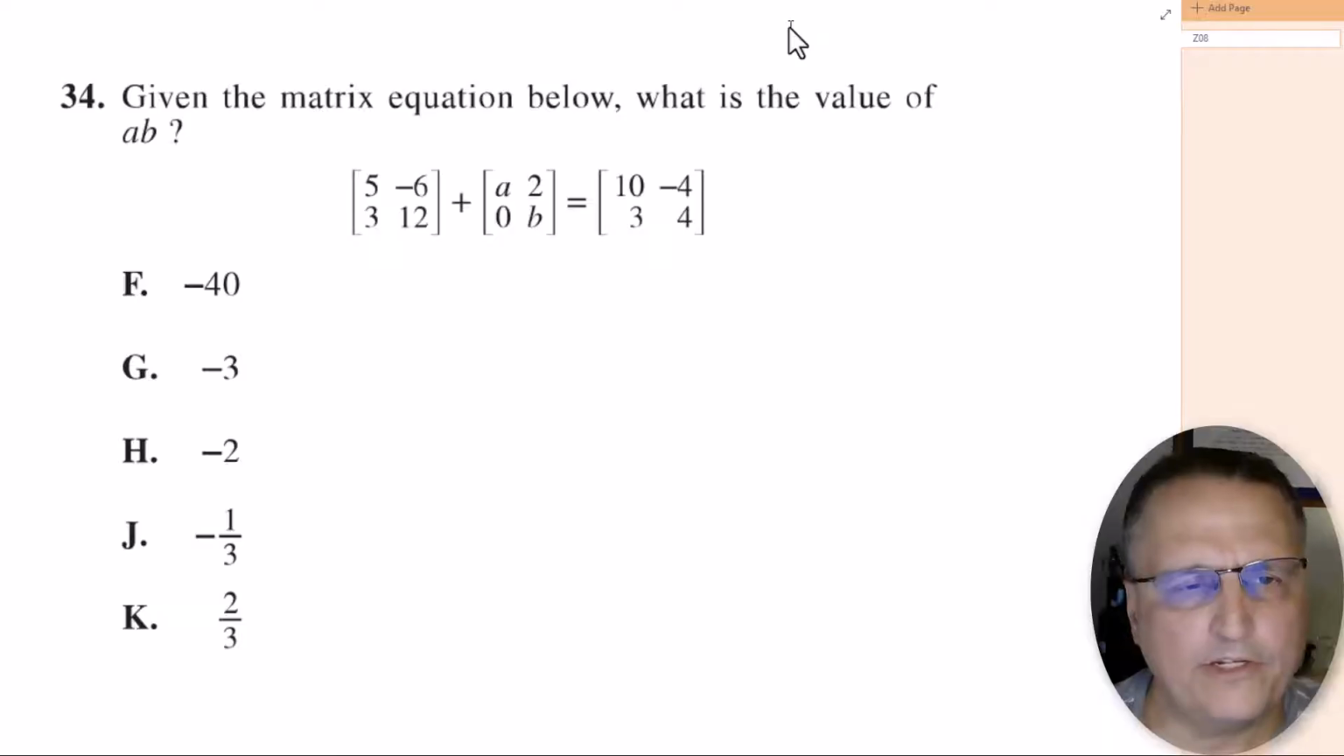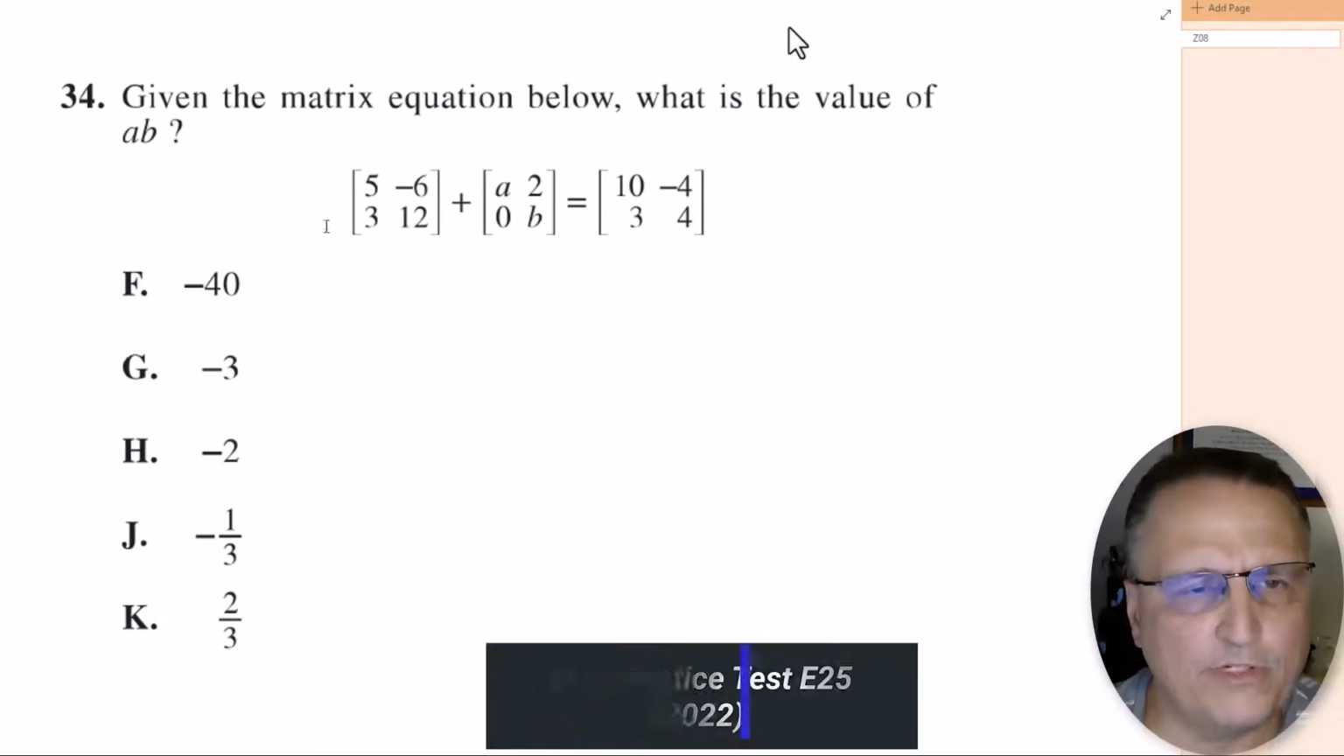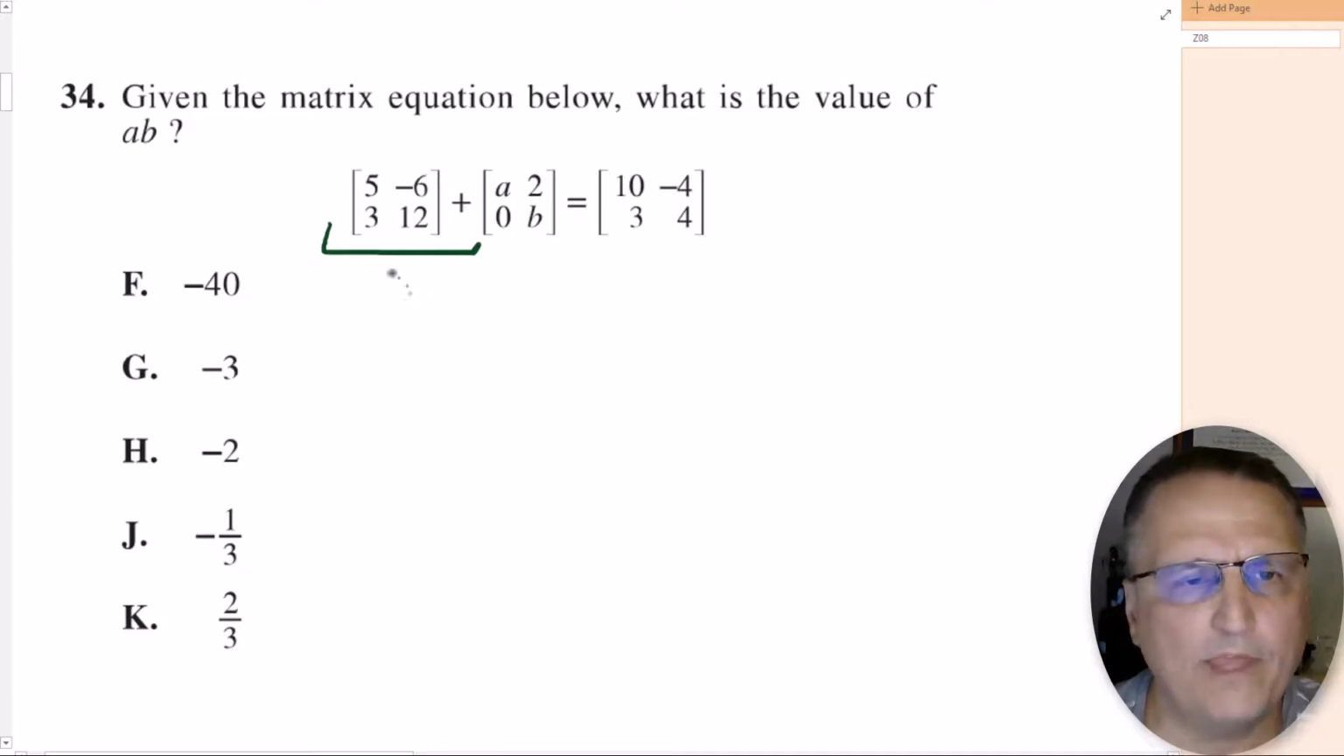I'm going to show you how to work matrix problems on the ACT exam, so let's get started. Let's look at this first problem and use it to explain what a matrix is. A matrix is numbers that are enclosed between two square brackets, like we have in this problem. Also with matrices, we classify them according to how many rows and how many columns they have.